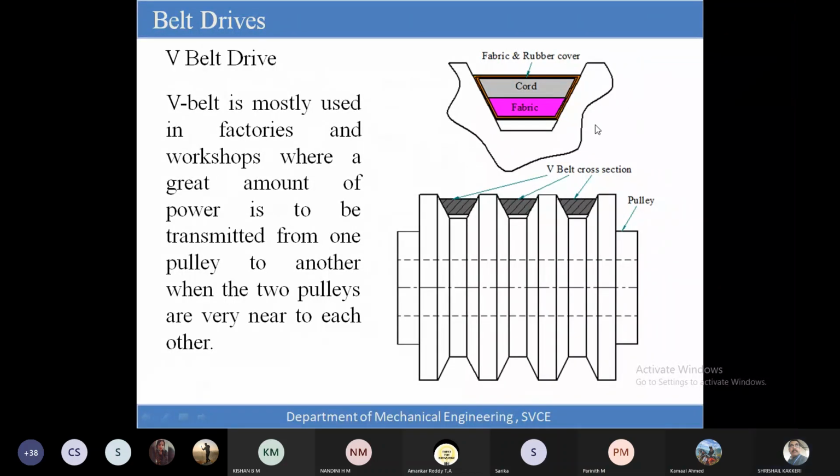And how will the V belt be made? Of course, the fabrication process of the V belt is not in our syllabus, but one has to understand what this is. It will have 3 different layers. One is the outer layer, called the fabric and rubber cover. A fabric and rubber cover will be there, and on this there will be a cord, and below this there will be a fabric. All this will be fabricated in such a way that it takes a proper shape, molded in a proper way, so that it can create the maximum tension.